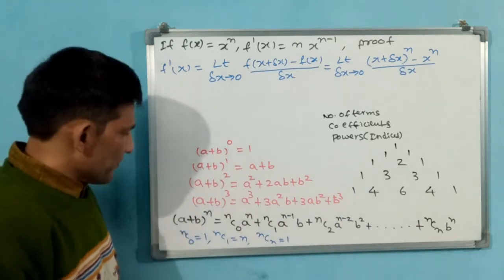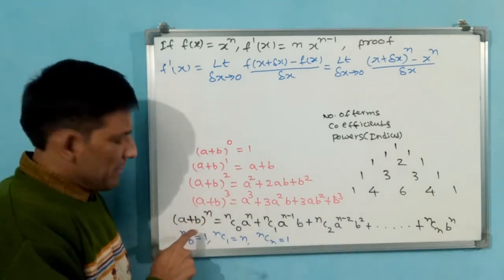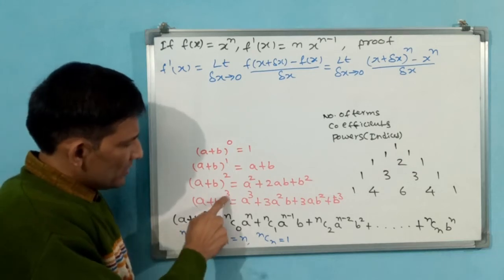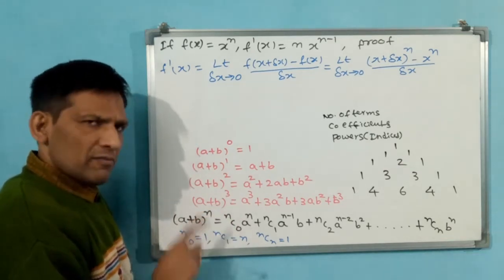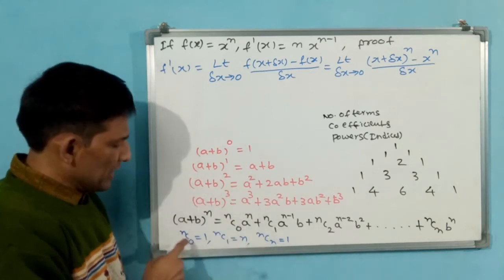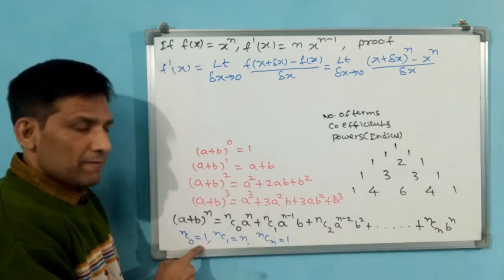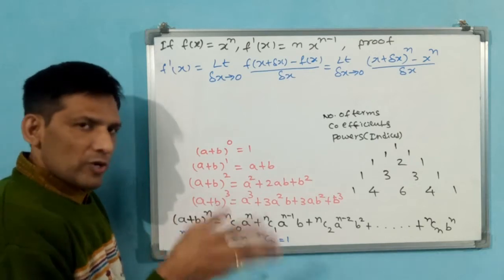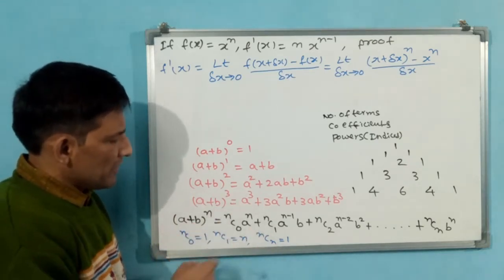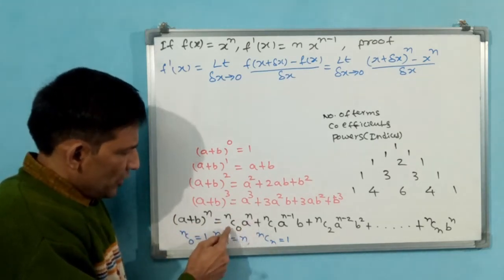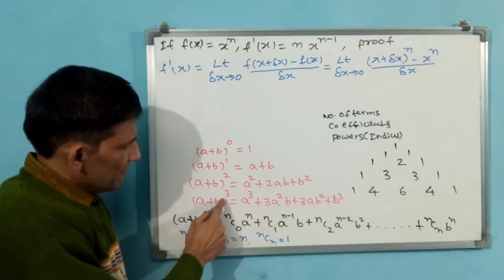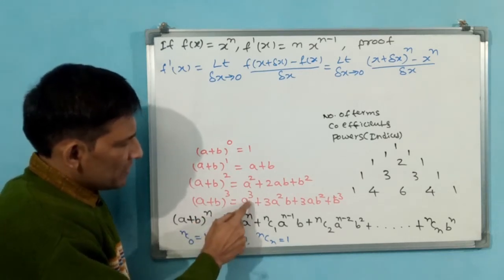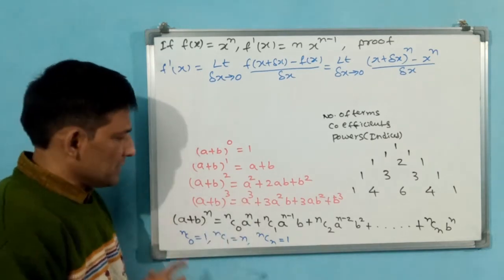Okay, now you tell me. Only (A plus B) whole cube you compare now. Here 3 is n. NC0 is 1, whatever n may be. With the factorial, numerator and denominator cancel. A power n into A power 1. What is A power 3? If n is 3, then A power 3. A power 3 is 1 into A power 3. Okay, matched.